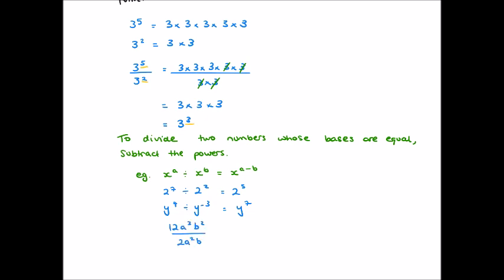We do, of course, need to be a little bit careful when dealing with multiple variables. In this case, let's begin by simplifying 12 over 2, and that gives us 6. Then a cubed divided by a squared is a to the power of 3 minus 2. So that's a to the power of 1, or just a. Then b squared divided by b is b. So this one would simplify to 6ab.